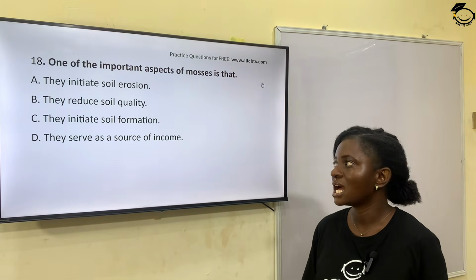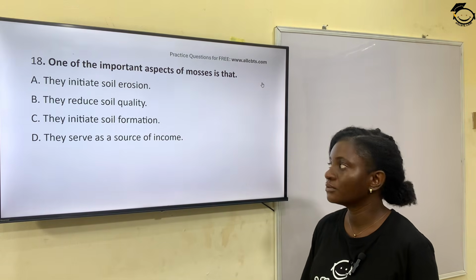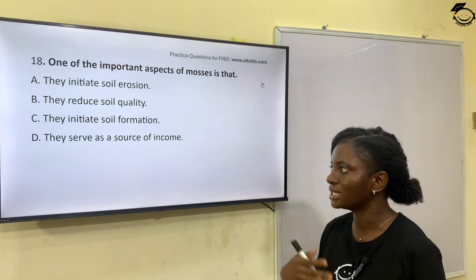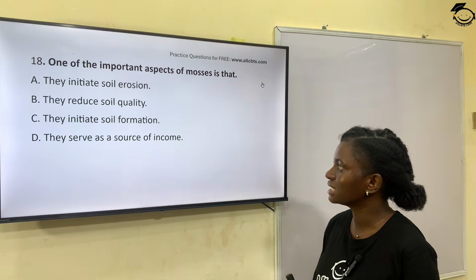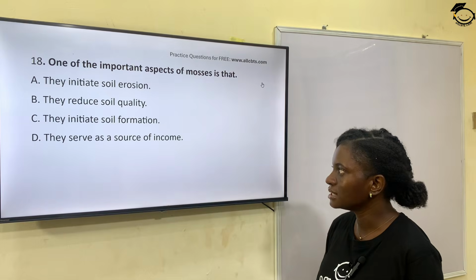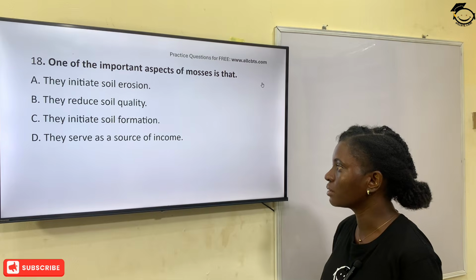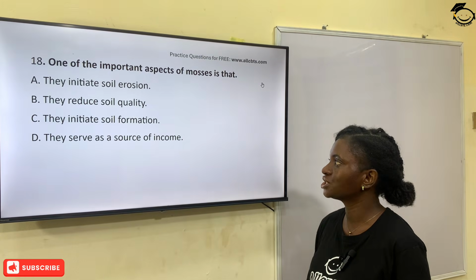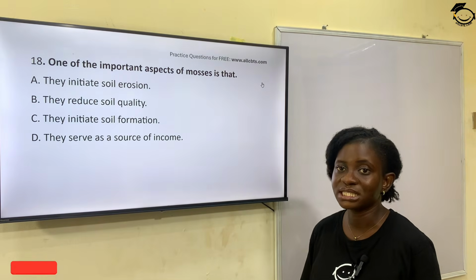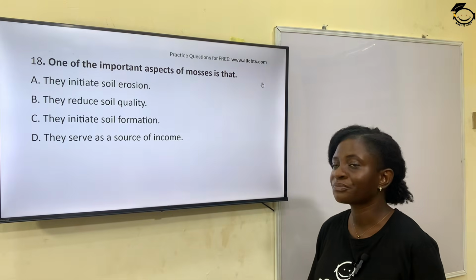So mosses are known to initiate soil formation, for other plants to grow later. Looking at the options, they initiate soil erosion? No. They reduce soil quality? They don't reduce soil quality, but improve the quality of soil, and they initiate soil formation. So that's the correct answer. They initiate soil formation. Option C is the correct answer.